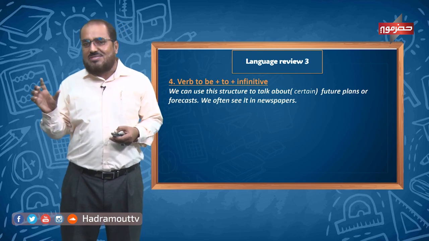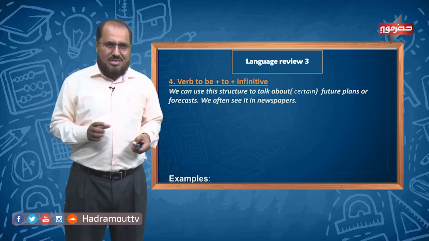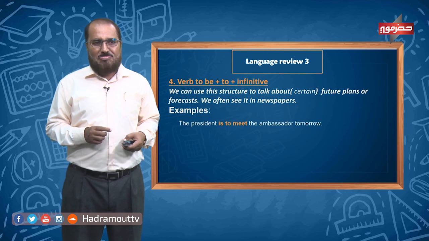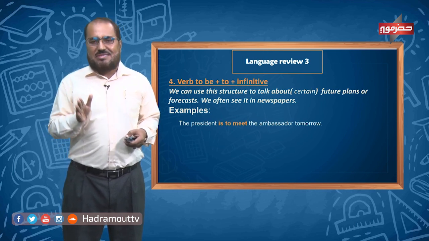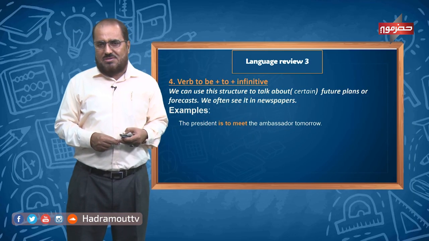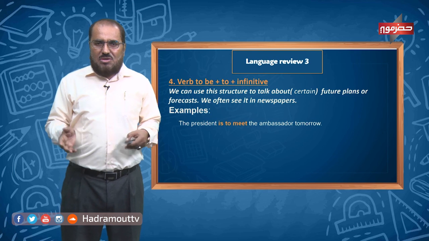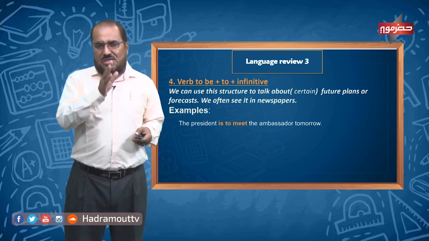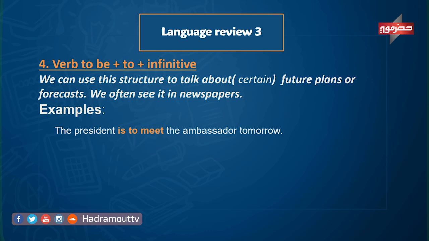We often see this structure in newspapers. Let's have an example here. The president is to meet the ambassador tomorrow. Is to meet, that means tomorrow, inshallah, the president is going to meet the ambassador. But because it's certain future, we delete going, and just use is to, verb to be plus to plus infinitive, is to meet. Okay, this is an easy structure used about future and usually used in newspapers.